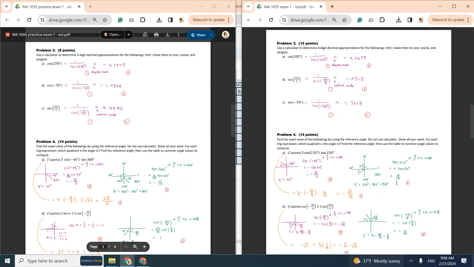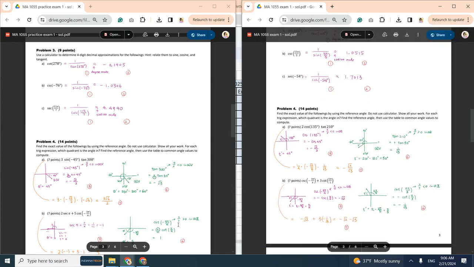Like number 4, if you use your calculator, you just type in the number, right? I give you 7 points. In the question, I make it clear: do not use a calculator. Don't give me a decimal number. That is worth 0 points, because that is not our learning objective for this type of problem. You need to show all your work.